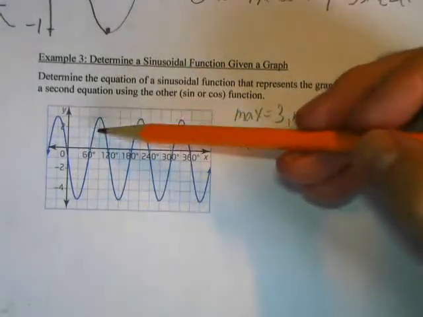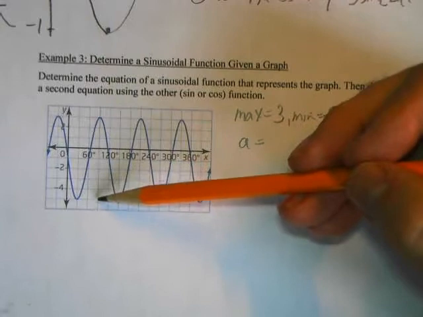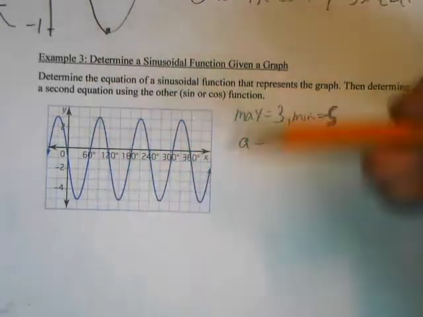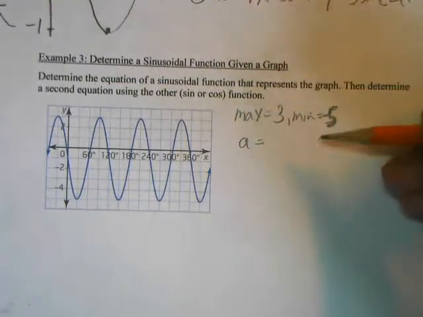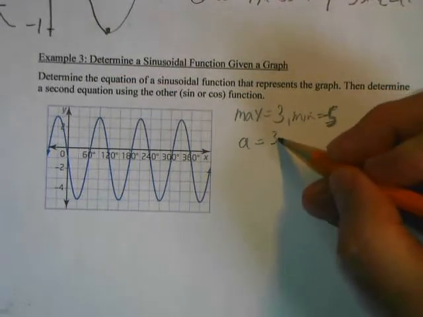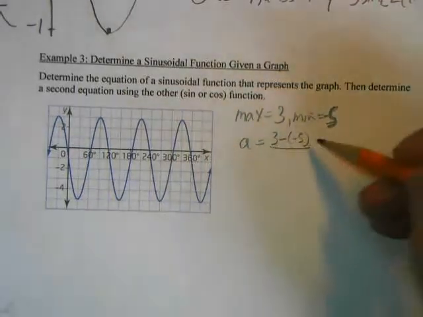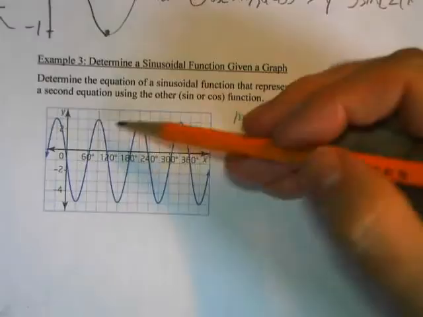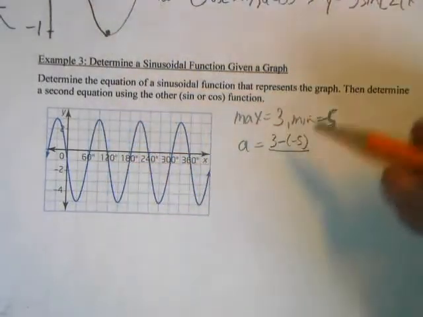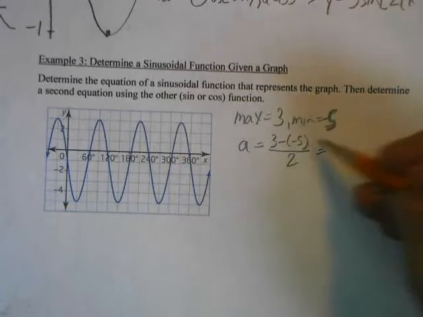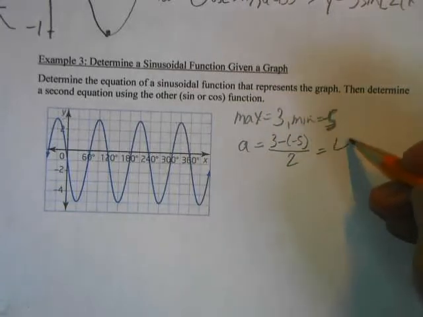Remember what A is. It's half the distance between the min and the max. So if I want the distance between the min and the max, I subtract. So I take the max minus the min. So that would be 3 minus -5, which is 8. So the distance from max to min is 8 units. But the amplitude's only half of that, so I divide by 2. So that'd be 8 divided by 2, which is 4.